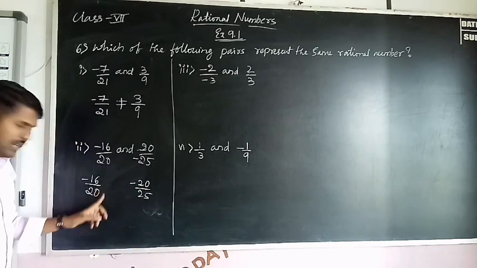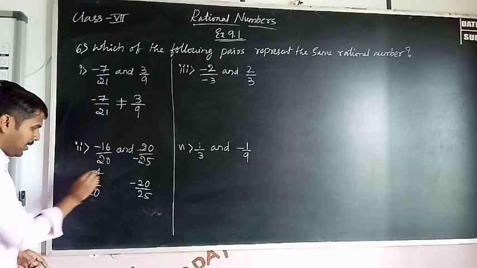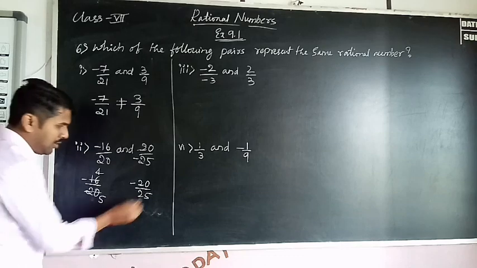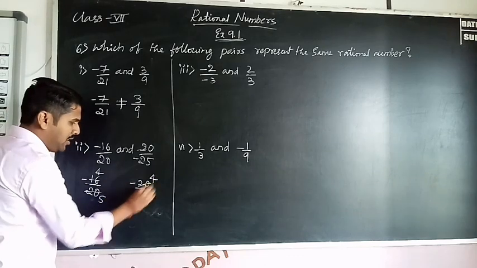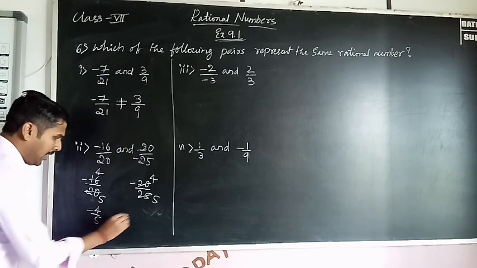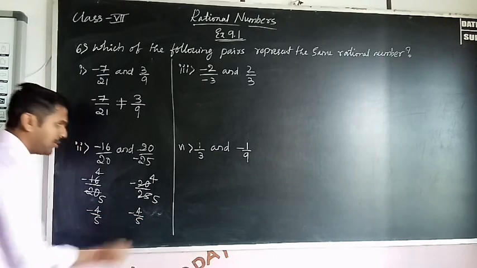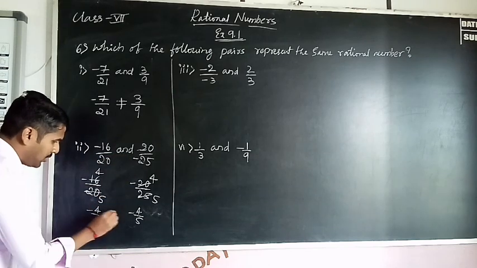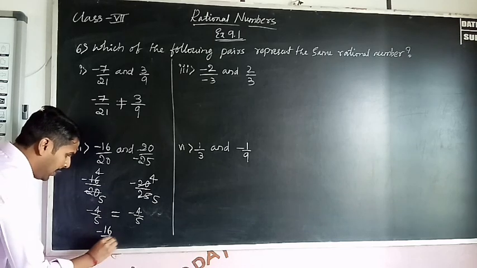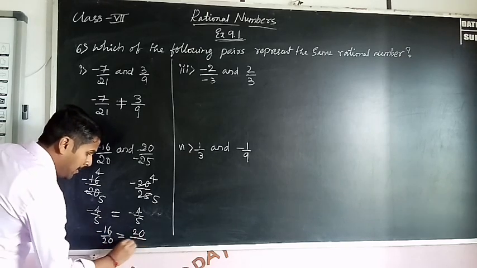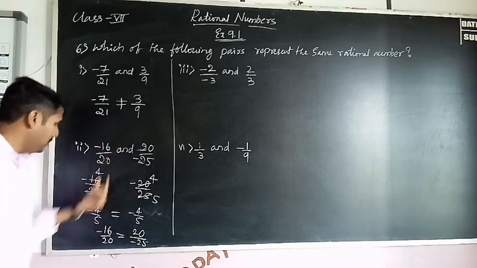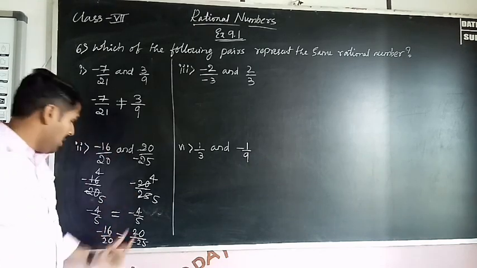25. So common factors are there. 4 4s are 16, 4 5s are 20. And in this one, 5 4s are 20, 5 5s are 25. What will we get as the answer? Minus 4 by 5, and here also minus 4 by 5. So these two are equal. That means minus 16 by 20 equals 20 by minus 25. Just convert them to standard form, okay, you will get the answer.